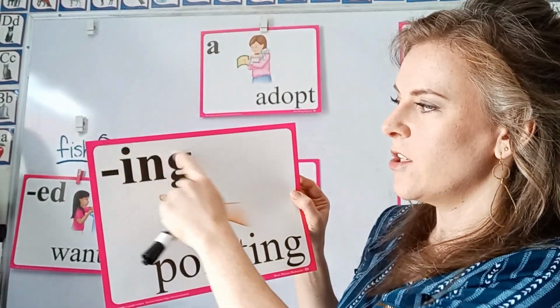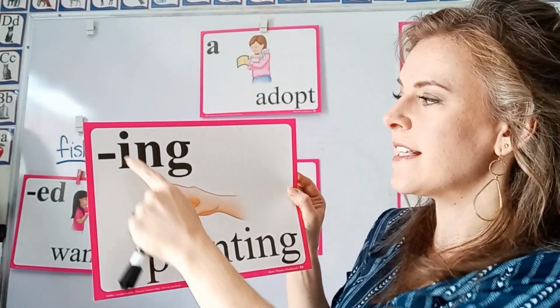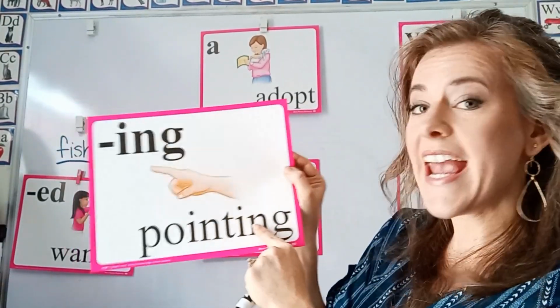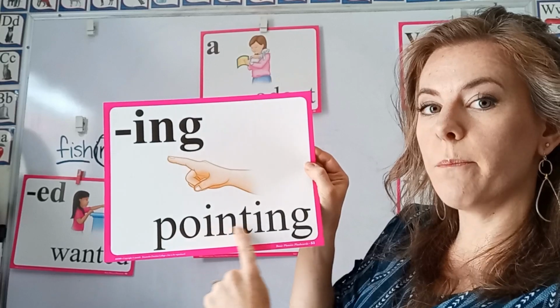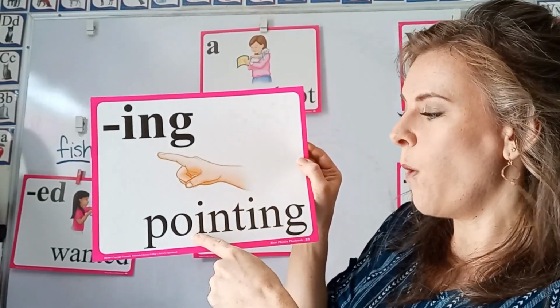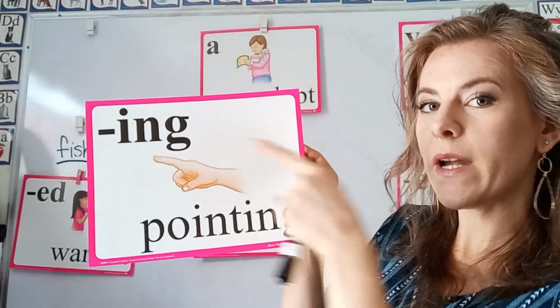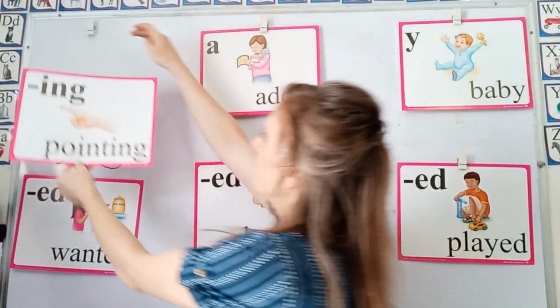This hyphen shows us that this is a suffix and it goes at the end of a root word. Point, pointing. All right?